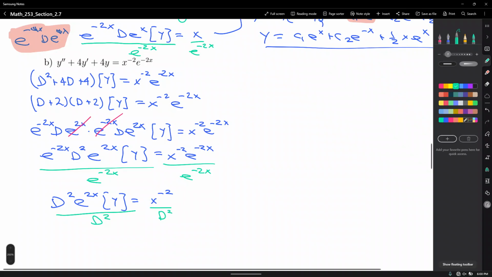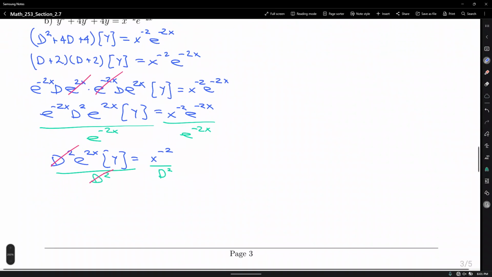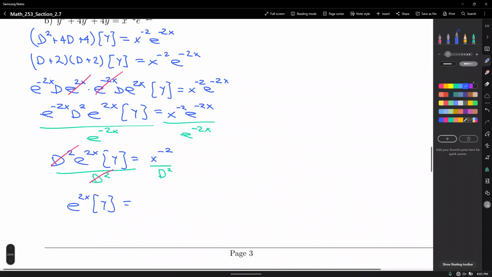Okay? So we need to compute the inverse of the second derivative. What's the inverse of the second derivative? Wouldn't that be the double integral? Okay, so let's divide out these two first. This will leave us with e to the 2x acting on y equals the double integral, with respect to x twice, of the function x to the negative 2.